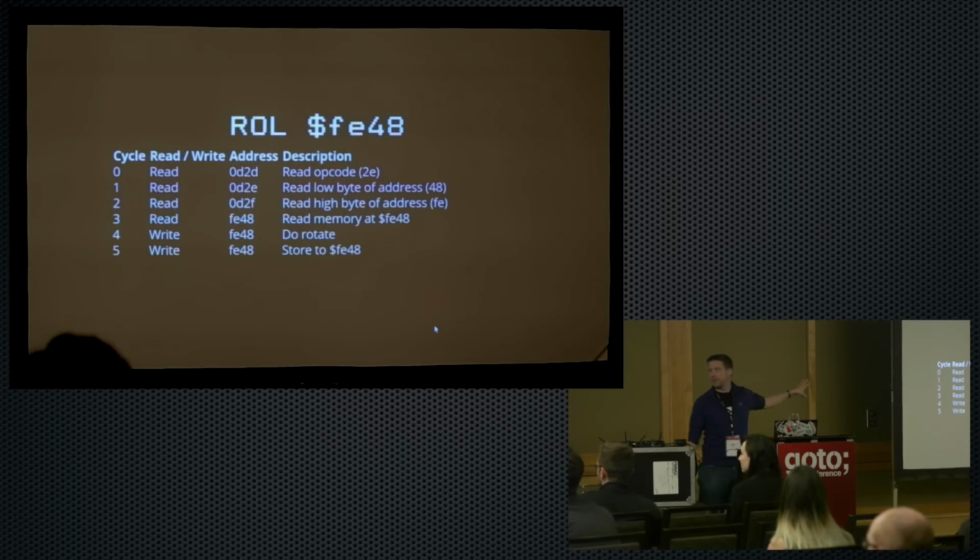Here it is, because you couldn't really see it in that last slide. Did I say seven cycles? It's six cycles to do a rotate. So you can see the first three cycles, it's reading the opcode and the low and the high byte of the address that it's going to rotate. Then it actually reads that memory. Then it does the rotate, which takes a cycle. And then in the final one, it stores it back.